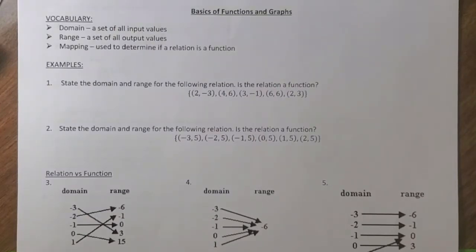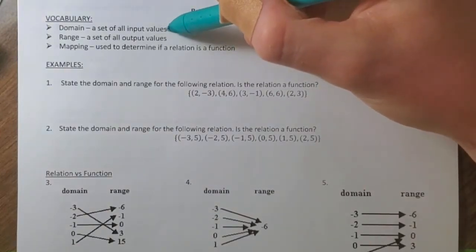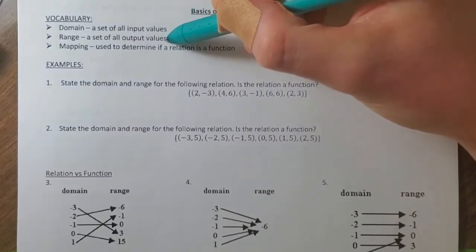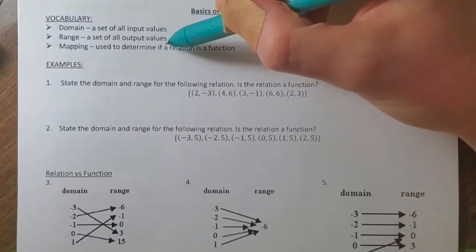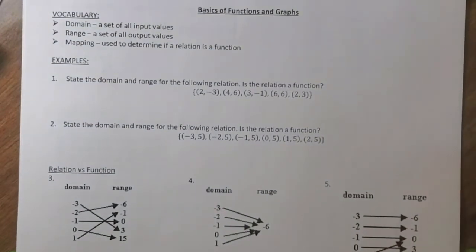Today's lesson covers some of the basics of functions and graphs. To get us started, we're going to need to go over a couple of vocab terms. First up, we have our domain, which is our set of all input values. Then we have our range, the set of all of our output values, and mapping, which we use to determine whether a relationship is a function. Now let's take a look at some examples and see how these terms are all related to one another.